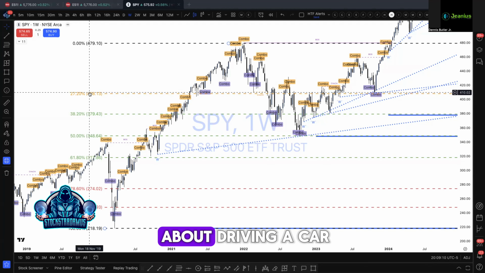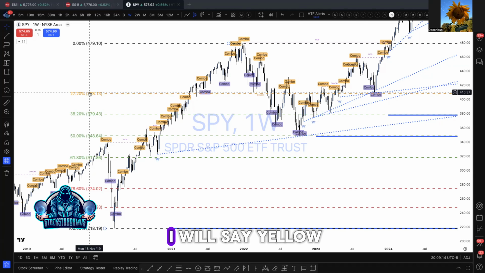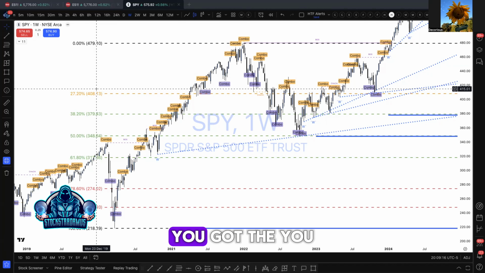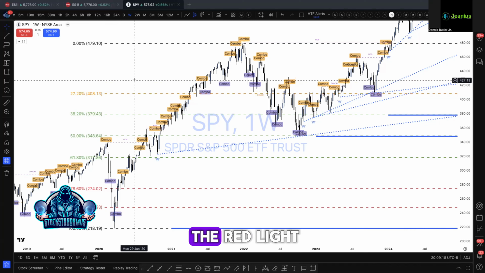And if you think about driving a car, is it yellow light or orange light? I'm colorblind. Yellow. I would say yellow. So you think about driving, you got the green light, the yellow light, and the red light.